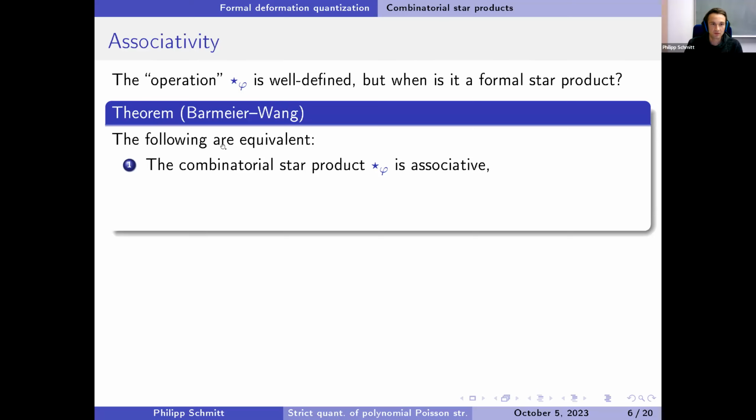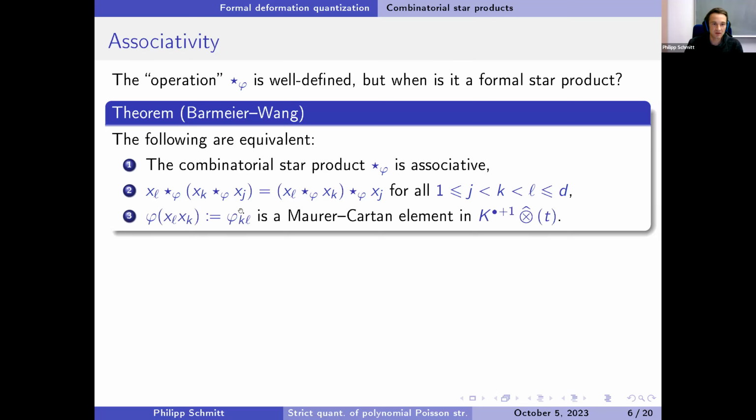Okay, so the following conditions are equivalent, namely that the combinatorial star product is associative. Then that it is associative if you just consider monomials of order 1. And then there will be an abstract condition that, as you might have already seen, deformation problems are usually encoded in some kind of DGLA. And so also here you can say that there is an element phi kl that should define a Maurer-Cartan element in some abstract complex. And I will explain to you in a second what this complex is.